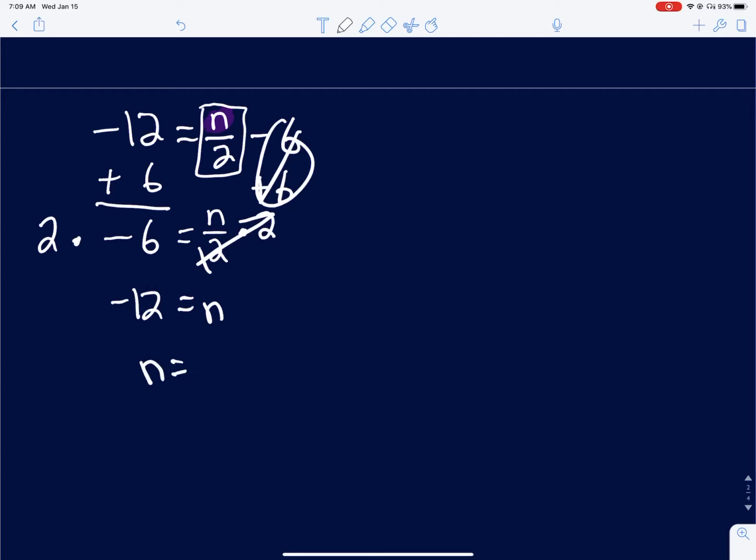And if you like it to look like this, then you should just flip it right around. N equals negative 12 and negative 12 equals n is the same thing. So that is how we solve two-step equations.